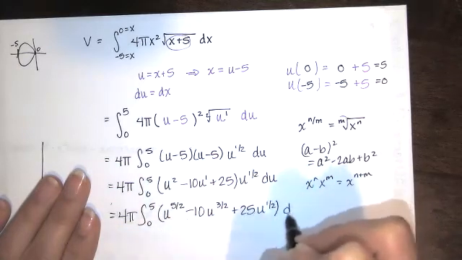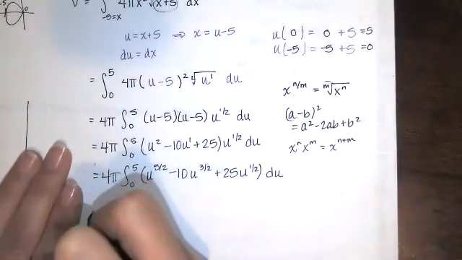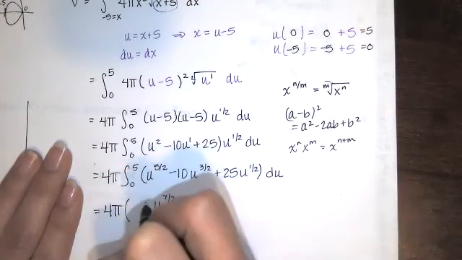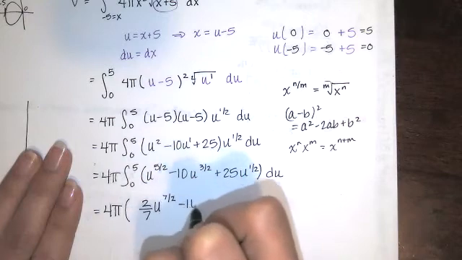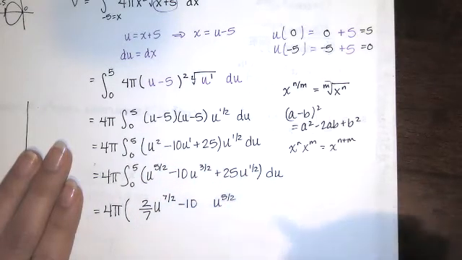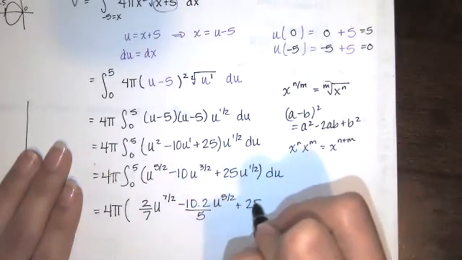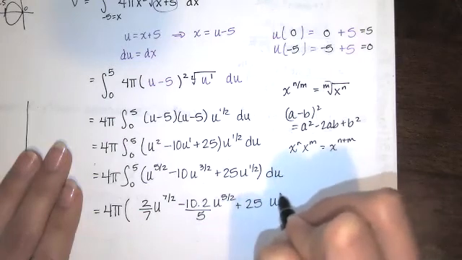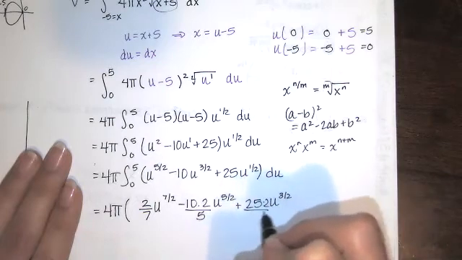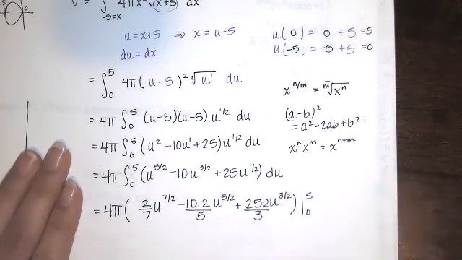And then we've got that right there. All right, now we've got rules for that. So we will anti-differentiate, add 1 to the exponent and divide by the new exponent, bring the -10 down, add 1 to the exponent and divide by the new exponent. Dividing by 5/2 is the same as multiplying by 2/5. Bring the 25 down, add 1 to the exponent, divide by the new exponent. Dividing by 3/2 is multiplying by 2/3, and evaluate from 0 to 5.